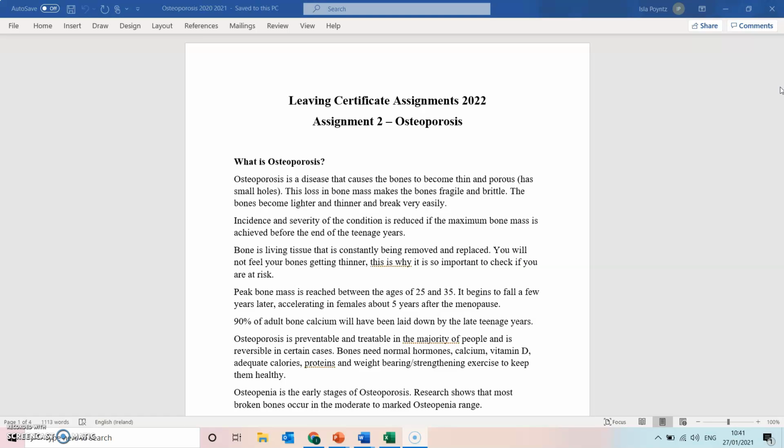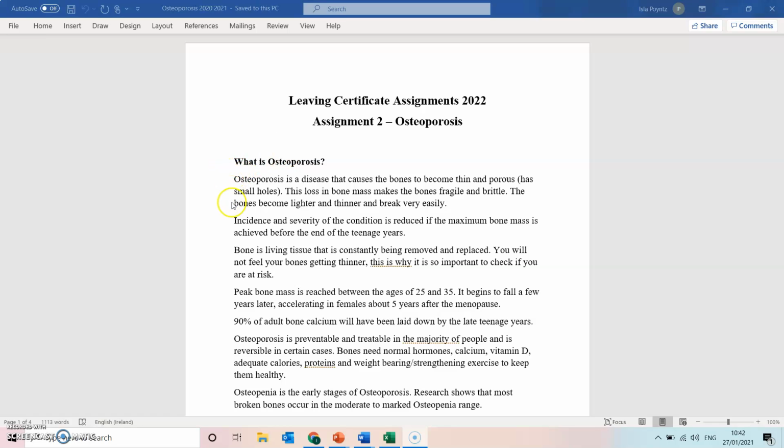So starting off, you've 69 lines, so try not to go over 70, 71 lines, and please try and write as small as you can because you have a lot to fit in. Okay, small but legible. Now if you can type it, it would be wonderful, but if that's not possible, that's okay. Now, so starting off with what is osteoporosis.